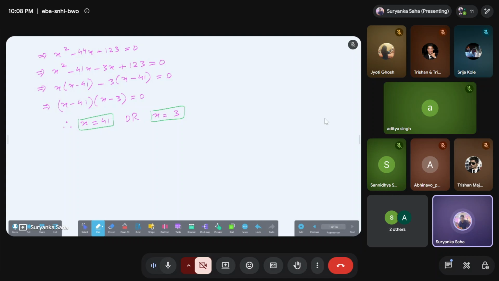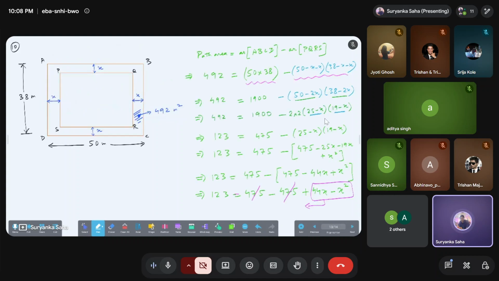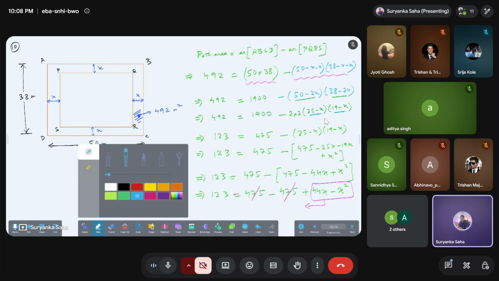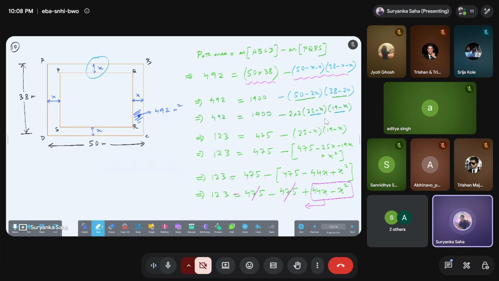It is a very valid observation. You see, the width of the path cannot be greater than breadth. Try to understand, this is 38. So can this value become greater than 38? Is it possible? Not possible. Yes or no? The entire length is 38. So this portion cannot be greater than 38.